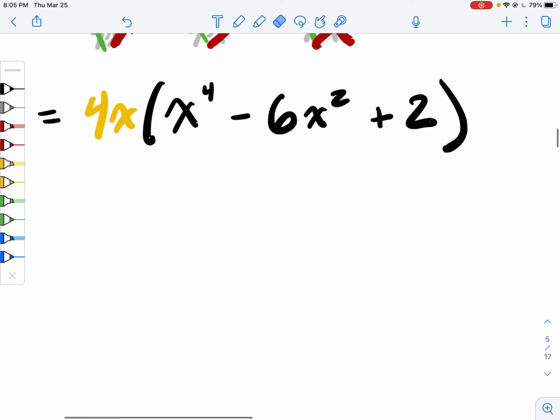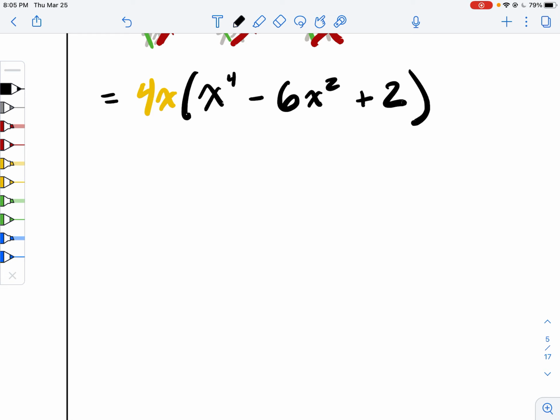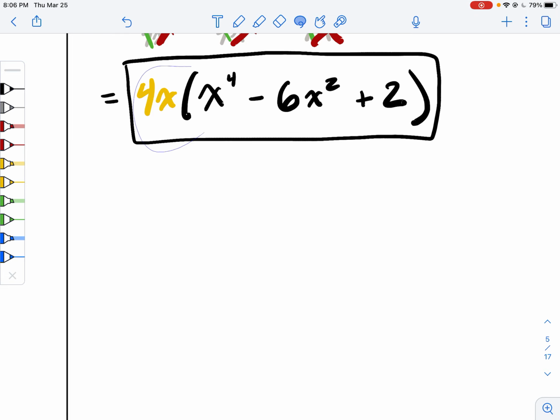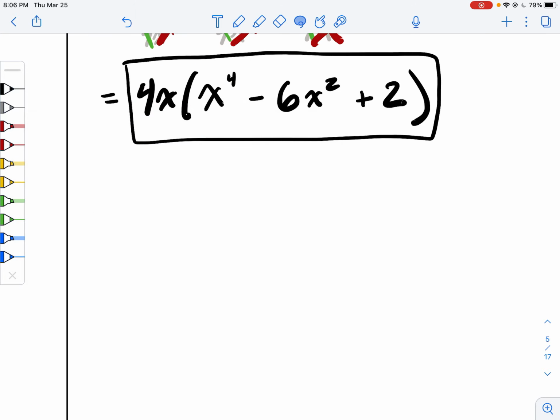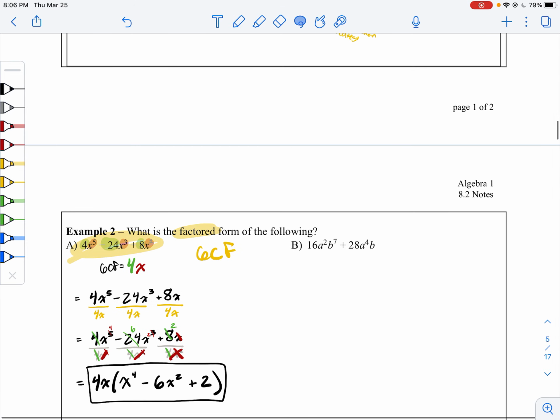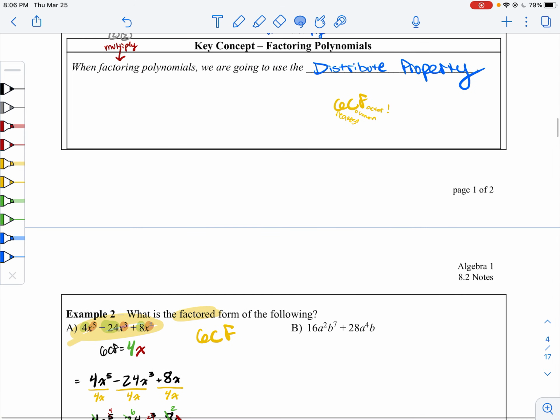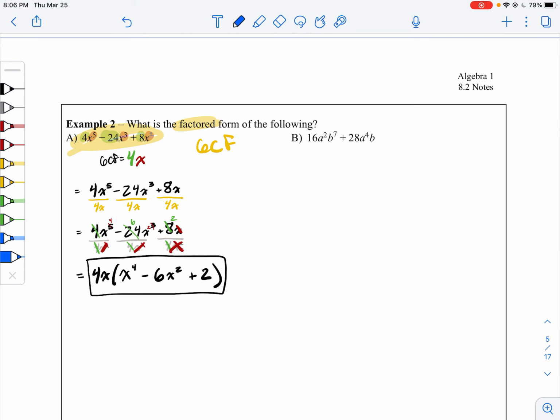Yep, so there it is. There it is in factored form. This will end up being our final answer. Okay, so we're undoing the distributive property. No, we're not going to use the distributive property. We're going to undo with the distributive property.